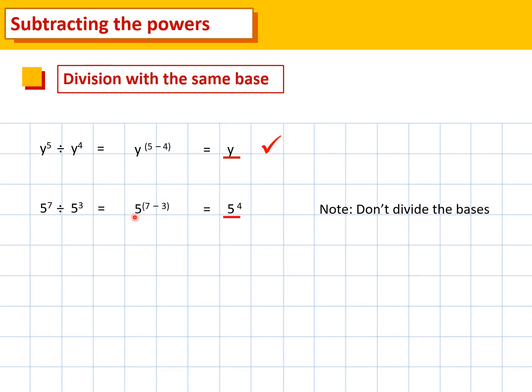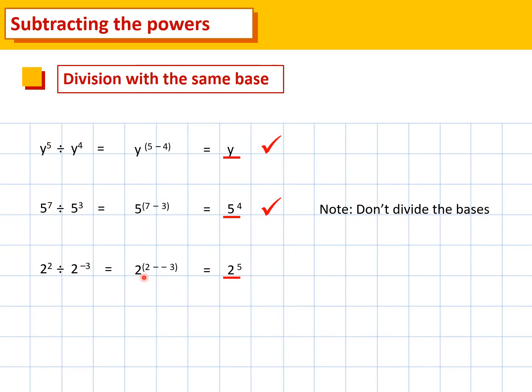No. Similarly here, subtracting the powers, just be careful because we've got a negative power there, so we're subtracting a negative 3. Subtracting a negative is adding the positive, so that leaves us the power of 5. Once again, we don't divide the bases.